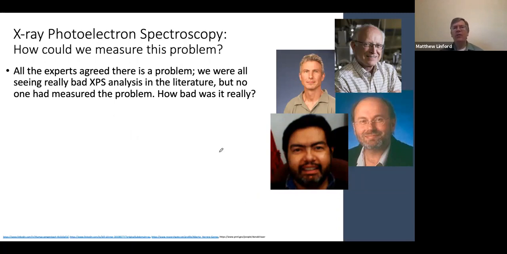But one of the things that nobody had really done is measured the size of the problem. How bad was it really? So the different experts, we would go to conferences and we would show each other these bad spectra that we would see in the literature, and we see them all the time. So it's not like it's hard to find them. And we'd all look at them and just kind of shake our heads and say, this is awful. But nobody had actually measured the problem. And so we decided to measure it.